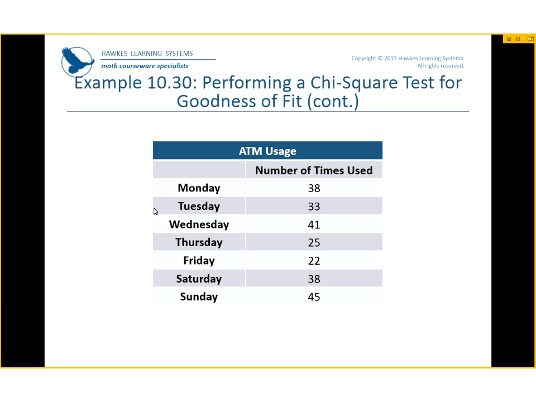Okay, so this is all our observed data. This is what was actually seen and recorded. Monday there were 38, Tuesday 33, Wednesday 41, Thursday 25, Friday 22, Saturday 38, and Sunday 45.